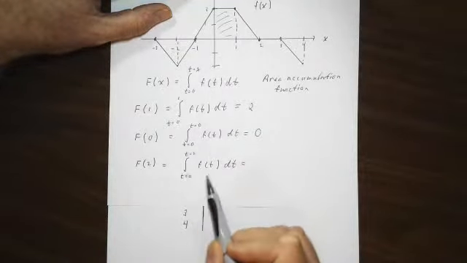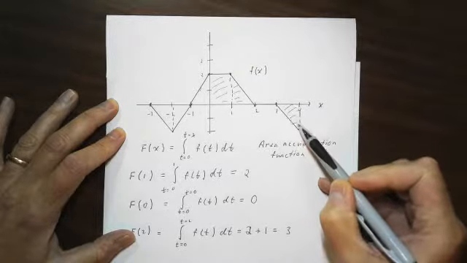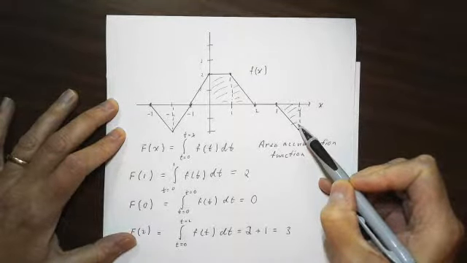Capital F of 4. So we're looking at the signed area between the graph of little f, the horizontal axis, 0 up to 4. Now this triangle has an area of 1/2 the base times the height. Well, the height is actually equal to 2, so this has an area of 1. But the graph is below the axis, so we're going to have a 2 plus a 1 minus a 1, which is a 2.